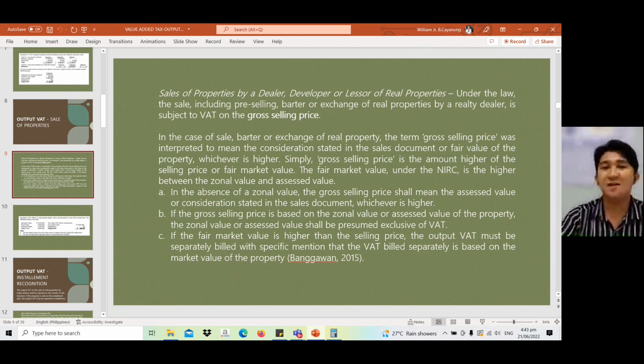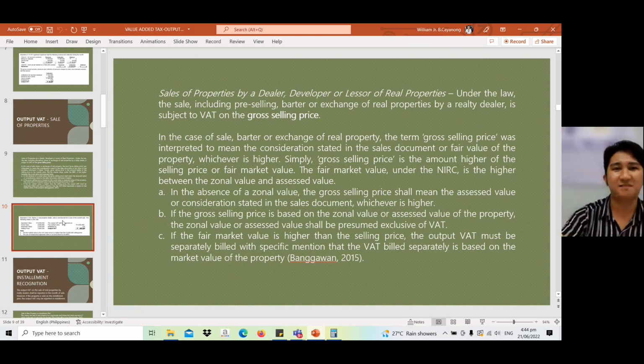I know it's a bit confusing, but let us simply be reminded that the gross selling price is the higher between the selling price or the fair market value. The fair market value is the higher between the zonal and the assessed. If there is no zonal value, then just use the selling price and the assessed value, whichever is higher. If the selling price is based on the zonal or assessed value, it is exclusive of VAT. And if the fair market value is higher than the selling price, it must be billed separately. Same with your official receipts. In your OR, if you have observed, when you ask for an official receipt, the computation of VAT is shown separately from the invoice amount.